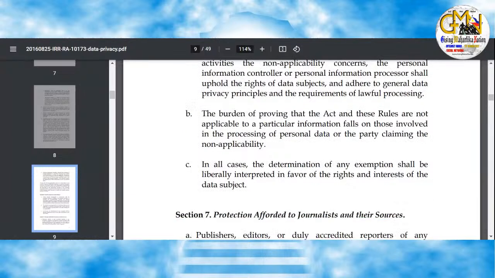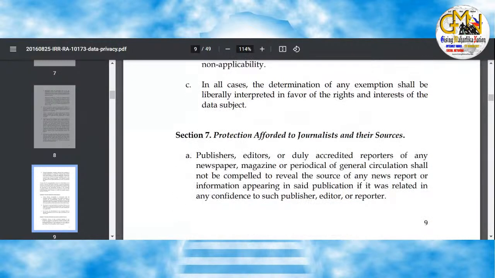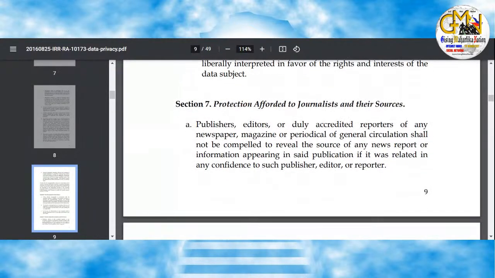Letter B. The burden of proving that the Act and these rules are not applicable to a particular information falls on those involved in the processing of personal data or the party claiming the non-applicability. In all cases, the determination of any exemption shall be liberally interpreted in favor of the rights and interests of the data subject. Section 7. Protection afforded to journalists and their sources. A. Publishers, editors, or duly accredited reporters of any newspaper, magazine, or periodical of general circulation shall not be compelled to reveal the source of any news report or information appearing in said publication if it was related in any confidence to such publisher, editor, or reporter.